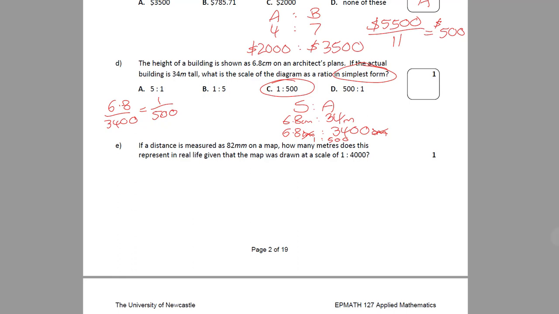That sounds right. If a distance is measured as 82 millimetres on a map, how many metres is that in real life? Okay, we've got a scale again, and it's given to be 1 to 4,000. So we're in the same direction. The scaled item is small, the actual item is 4,000 times bigger. Now the distance on the map is 82 millimetres.